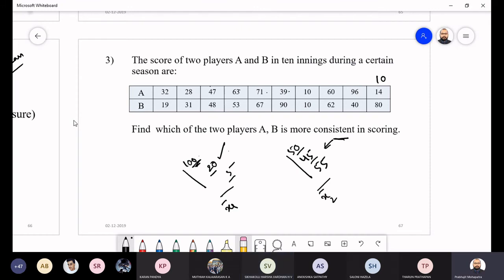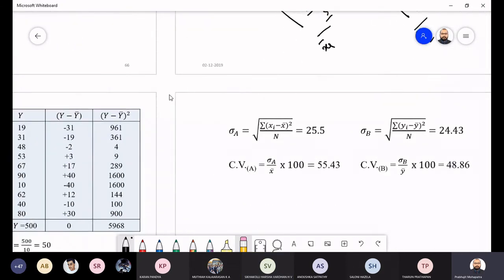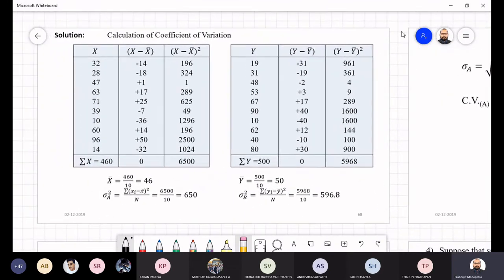How? By calculating standard deviation. By calculating variance or the standard deviation, you can find which batsman is more consistent. Here you can see the two batsmen's scores given, and we need to find the variation from the mean position.